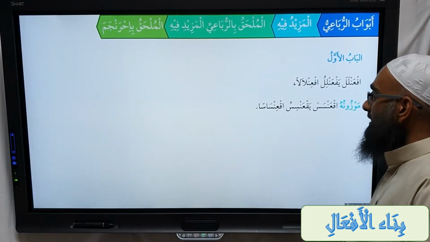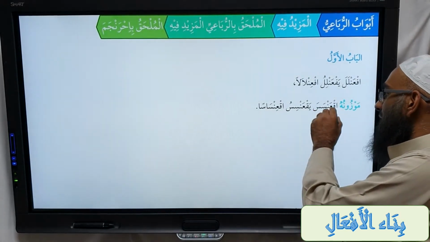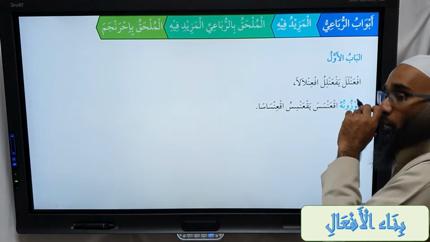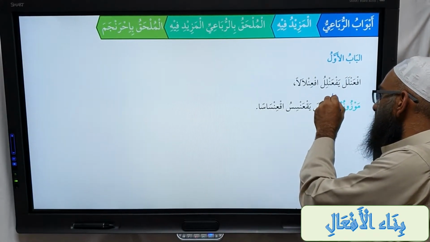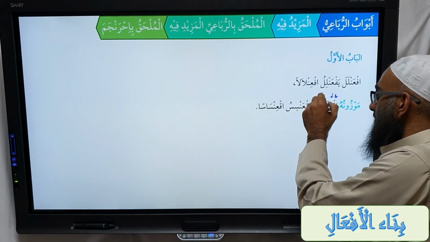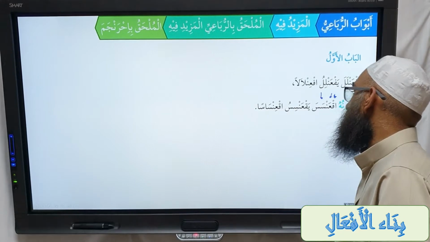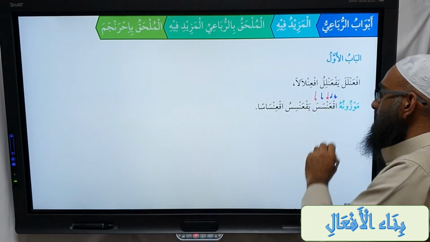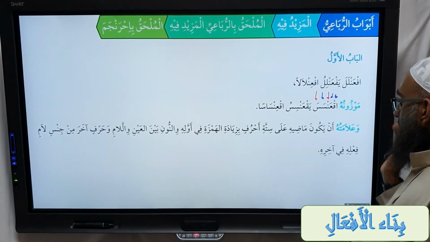موزونه اقأنسس يقأنسس اقإنساسا. So the pattern is اقأنسس يقأنسس اقإنساسا. What's happening here? What are the three letters? qa, a, sa. Correct? What are the root letters? Qaf, Ain, Sin. Then what do you add here? An extra noon, and you double up the lam. So it becomes mulhaq بإحرنجم.